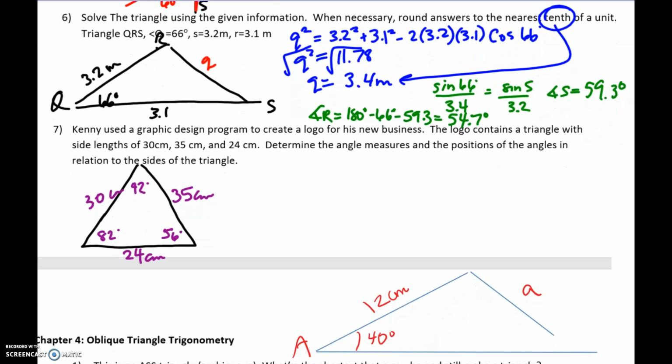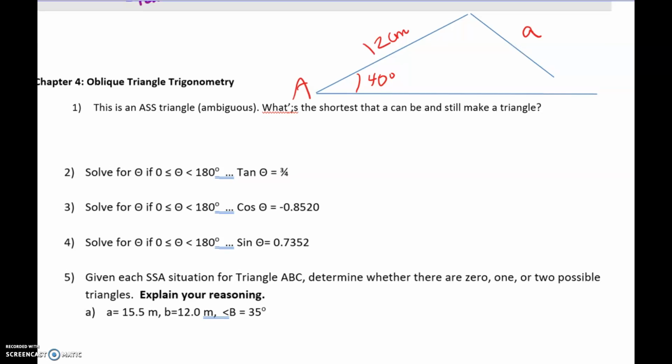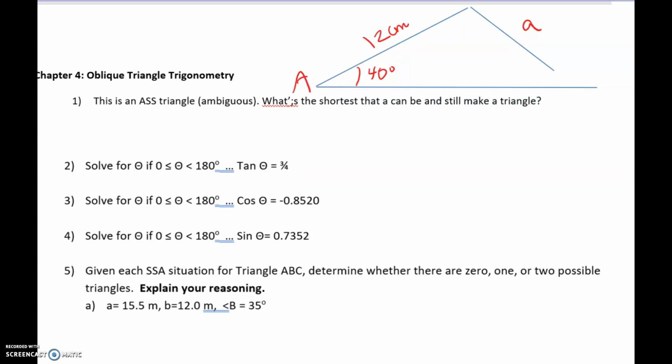Okay, here's the answer for 6. And number 7 we did in class. There's the right answer. Moving on to chapter 4. This is where we talk about oblique triangles, where one angle is more than 90 degrees.